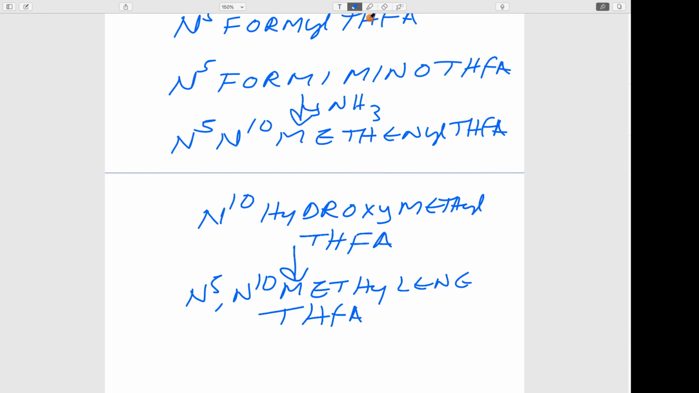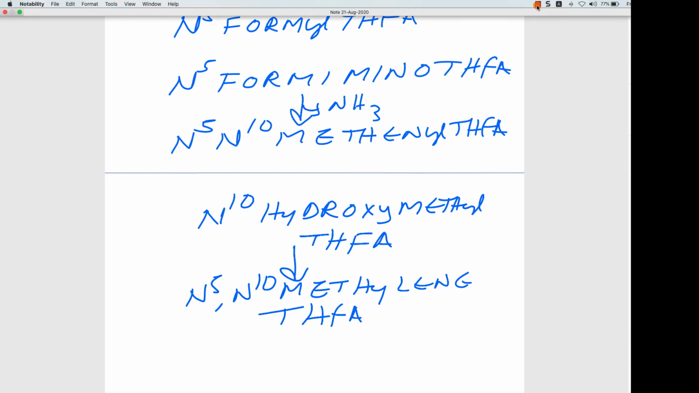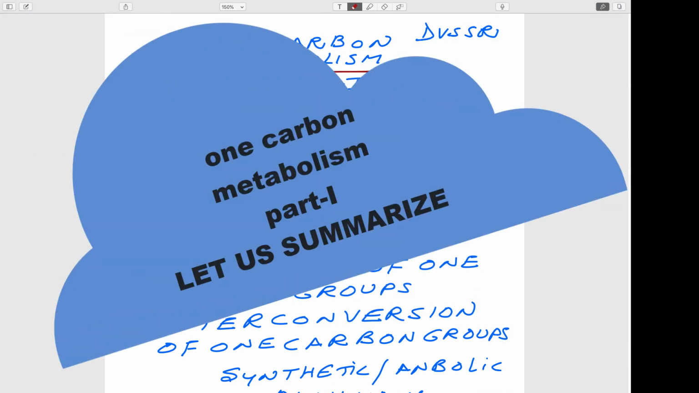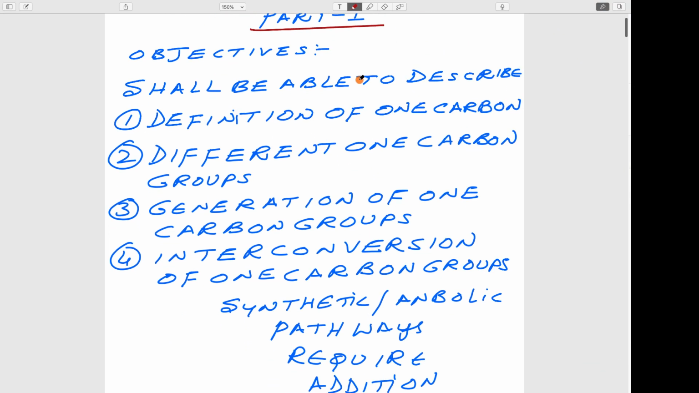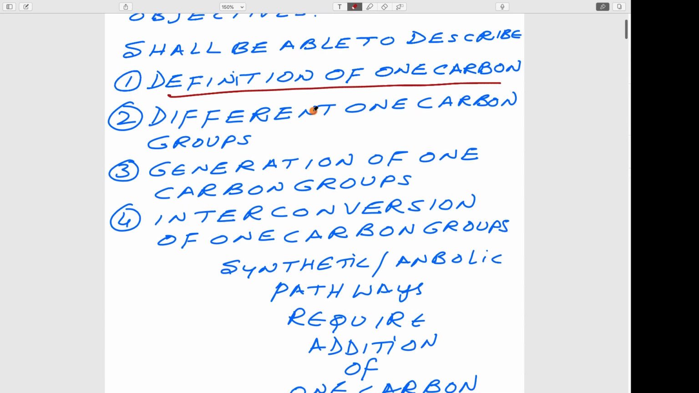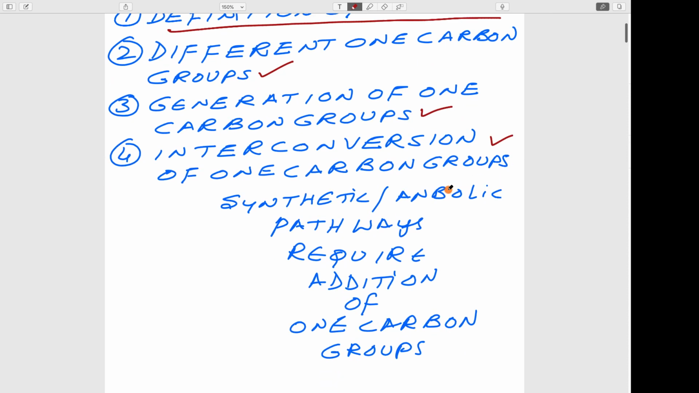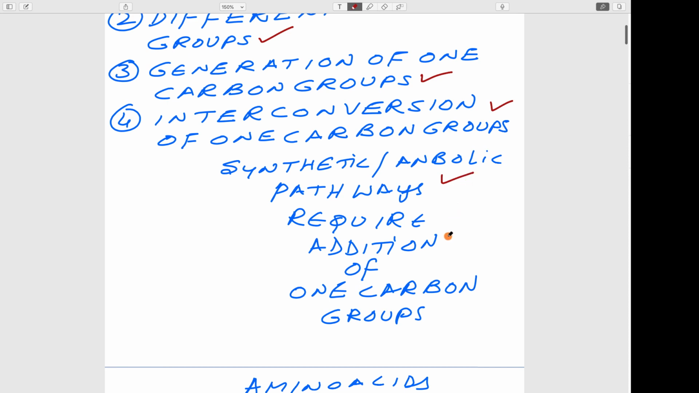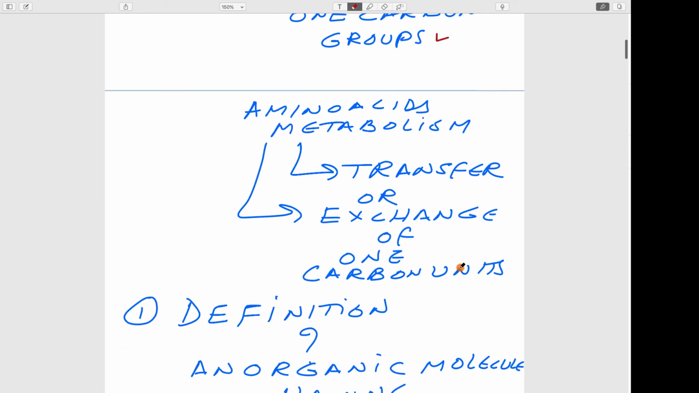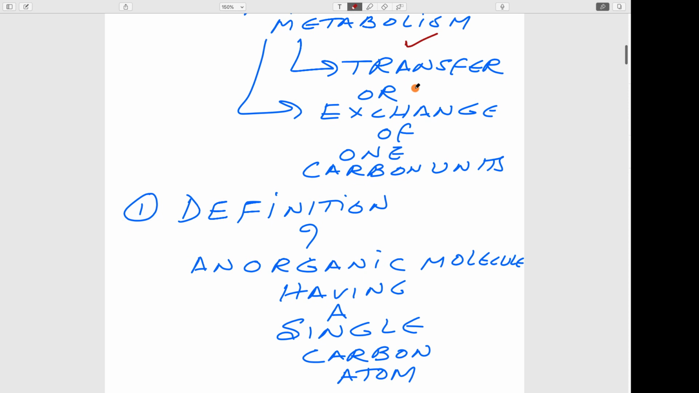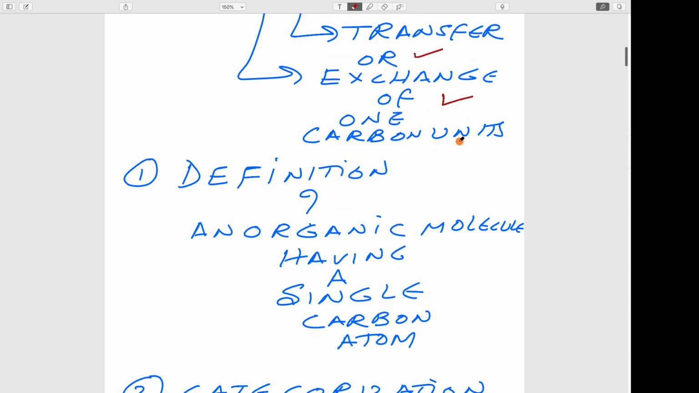With this we have completed all the 4 objectives. Let us summarize 1-carbon metabolism. In part 1 of 1-carbon metabolism, the objectives we set were that at the end of the session, the learner shall be able to describe the definition of 1-carbon group, different 1-carbon groups, generation of 1-carbon groups, and interconversion of 1-carbon groups. The synthetic and anabolic pathways require an addition of 1-carbon groups. Amino acid metabolism is very important in many aspects. One of the importance of amino acid metabolism is transfer or exchange of 1-carbon units.